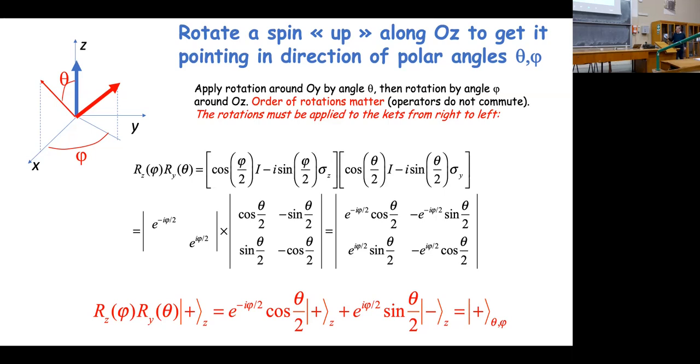So this product of rotations allows you to write the wave function, the quantum state corresponding to a spin which points in any direction defined by the angle theta phi. It's a linear combination of plus and minus along z, with amplitudes which depend on theta and phi in this way. You can verify that this state is normalized and that it is a legitimate quantum state.